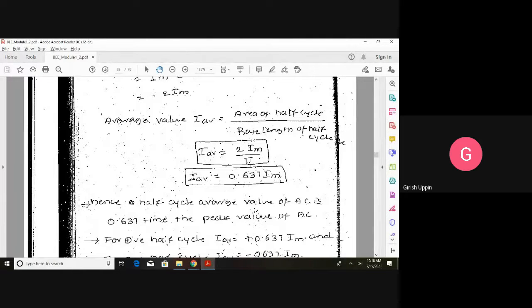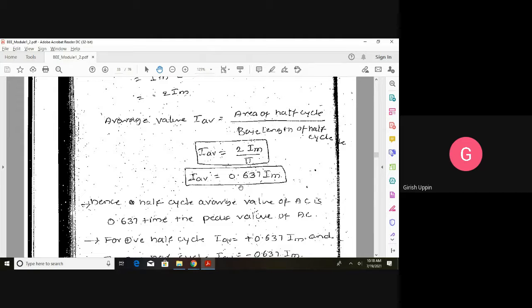In the exam, they might ask you to derive the average value of the sinusoidal alternating quantity, or in a previous question paper you saw, prove that the average value is proportional to peak value. So here this is constant, therefore I average is proportional to Im.